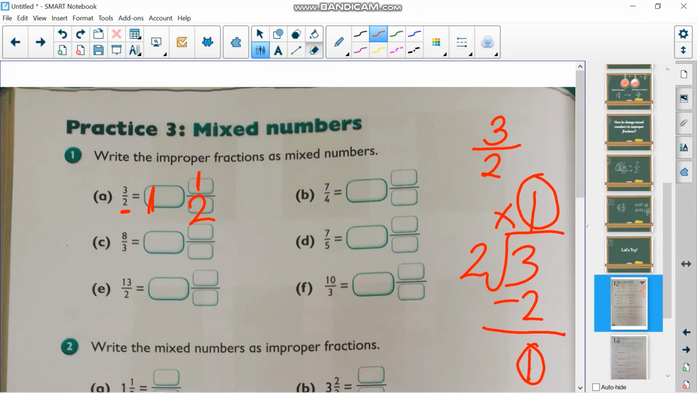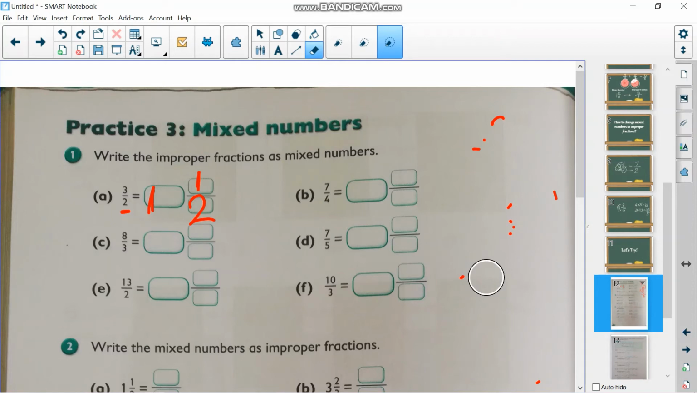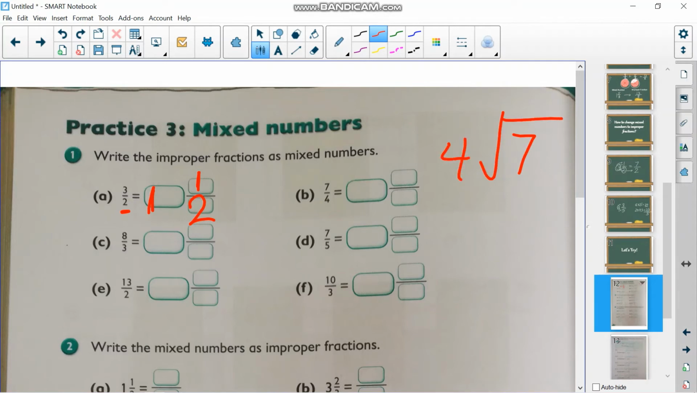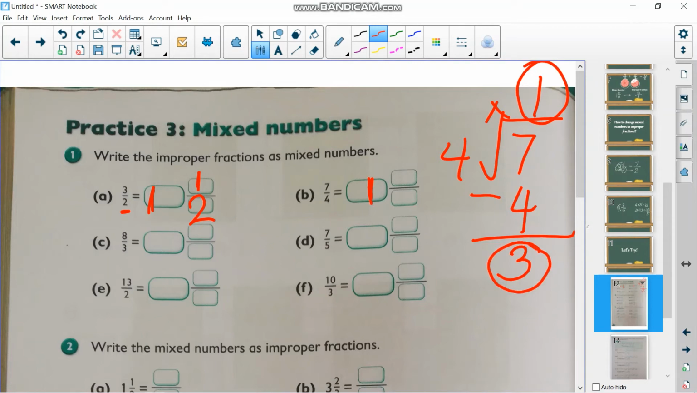Letter B, 7 over 4. 7 over 4, it means 7 divided by 4. How many 4 is there in 7? We have 1. 1 times 4 is equal to 4. 7 minus 4 is 3. Okay? So our quotient is 1. That will be our whole number. Our remainder is 3. That will be our numerator. And our denominator here will also be our denominator here.